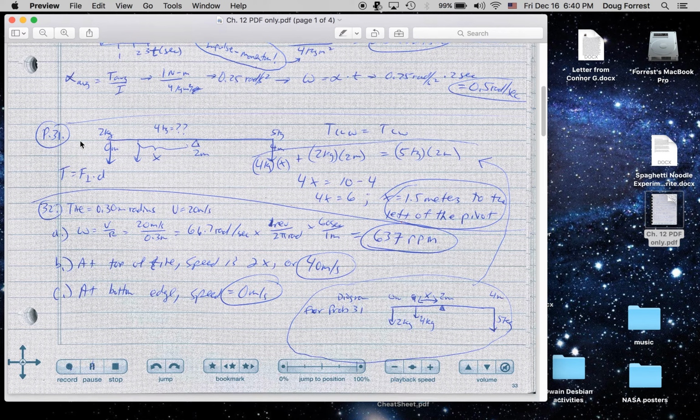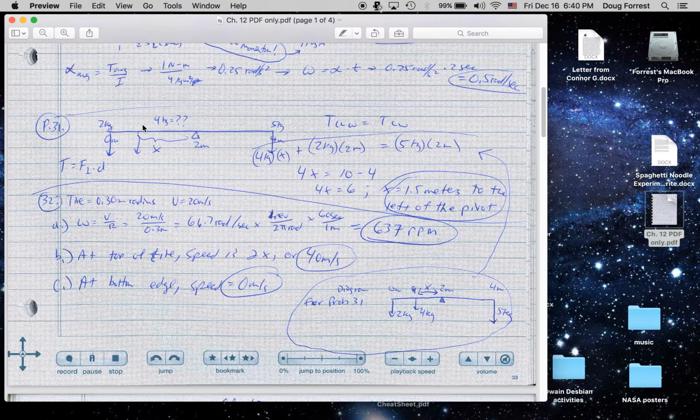For problem 31, you've got two cats and a bowl of tuna fish on here. This drawing was kind of crappy, so I redrew it down here. So a 5 kilogram cat at the right end, pivot point here at the center. There's another cat, we don't know how far it's going to go to the left. And then the tuna fish is 2 kilograms at the far left end. So essentially, we have to figure out where the cat's going to go in order for this thing to balance.